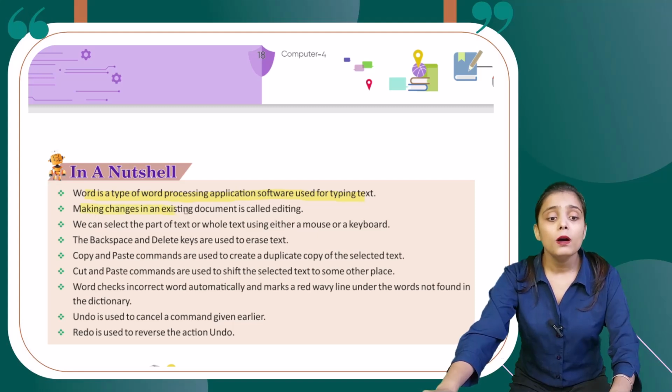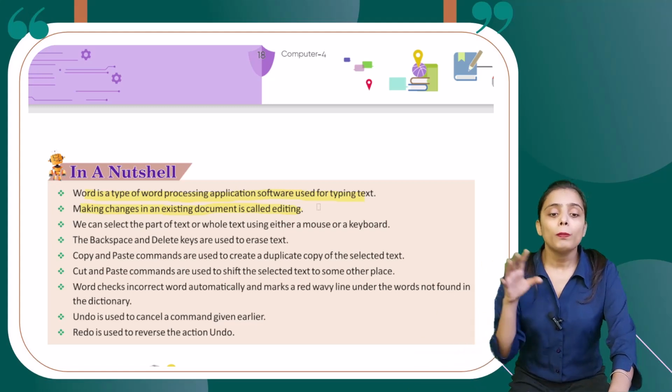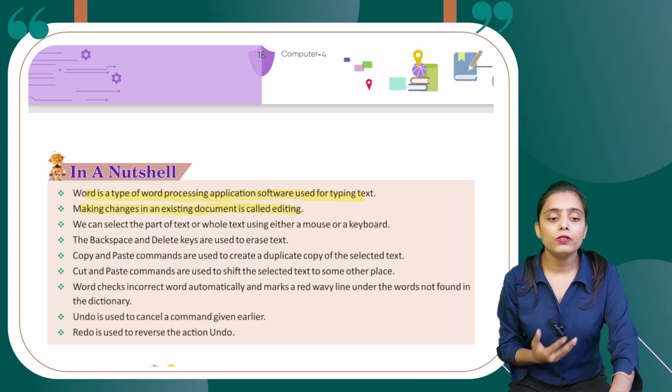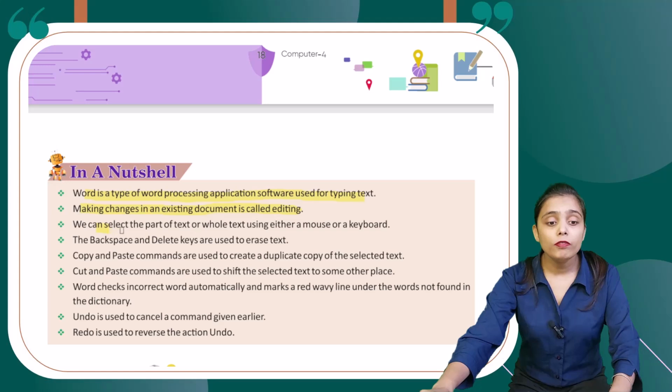Making changes in an existing document is called editing. अगर आप पहले से कोई existing document में changes कर रहे हो, that is called editing. We can select part of the text or the whole text using either a mouse or a keyboard. हमने दोनों use किया था. Now backspace key and delete key are used to erase text.